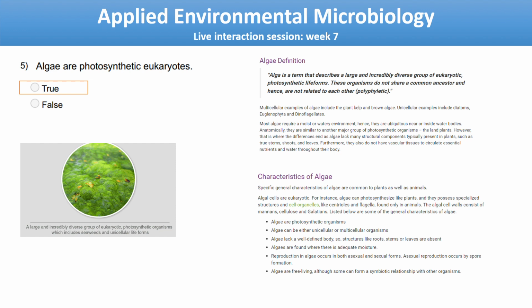Now coming to the main characteristics of algae. So the main characteristic is that it is photosynthetic and it can exist as a unicellular or multicellular organism. Algae lacks a well-defined body and structures like roots, stems, shoots, etc., which are present in higher order plants. They are found where there is an adequate or excess amount of moisture, and the reproduction in algae can happen in both asexual and sexual forms, and asexual reproduction occurs by spore formation.